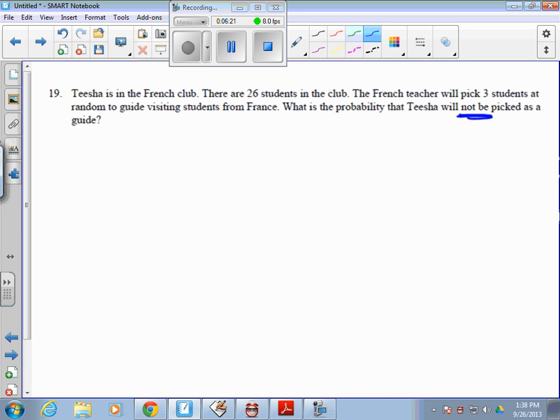So it said, what's the probability of her getting picked? It would be 3 out of 26. But 23 of them are not going to be picked. So 23 out of 26 not being picked. Make sure you read where it says not.